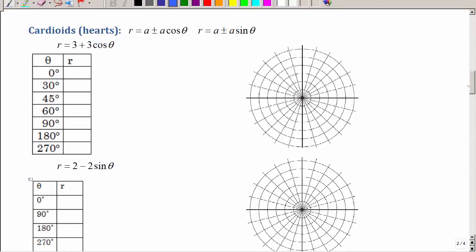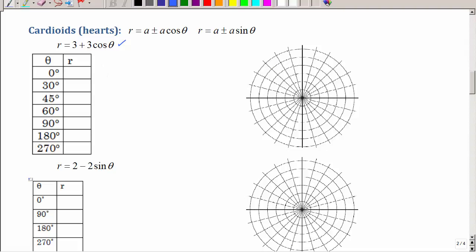So that's going to bring us to cardioids that look like hearts. Okay, so what you're going to be asked to do on the test is, if you're given an equation, I'm going to have a table that you need to fill out, and then you're going to graph it to the best of your ability. Okay? So yes, you can use your calculator, right? But I'm going to do it really by hand here.